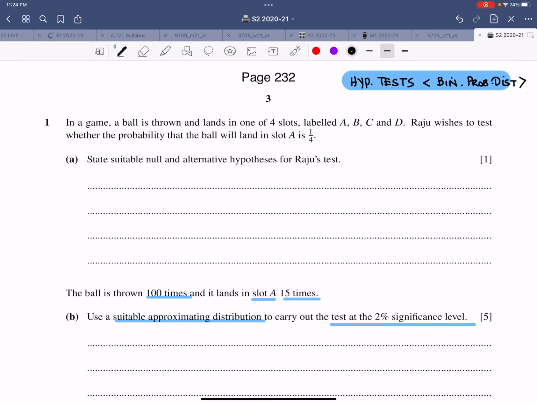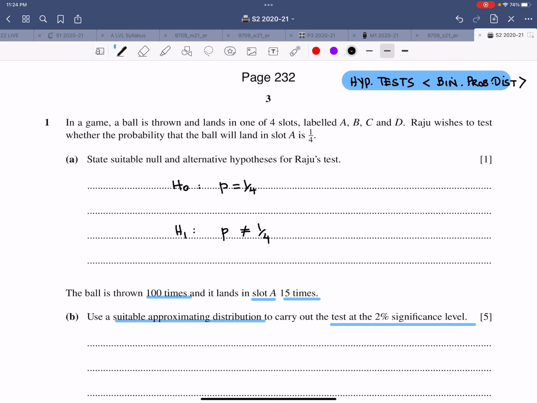So first of all, H naught is the symbol for null hypothesis. So therefore, probability of success is 1/4. H1, alternative hypothesis, probability of success is not equal to 1/4. Why is it a two-tailed test? Because clear cut, they have not said it would either be more or less. So whenever there is ambiguity, whenever there is uncertainty, whenever you have a difficulty in making a decision, it's a two-tailed test.